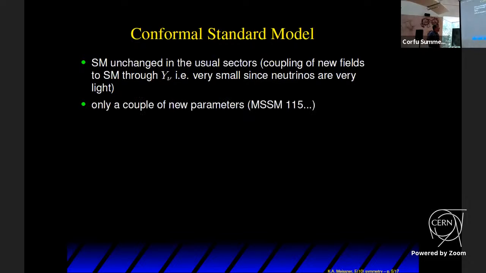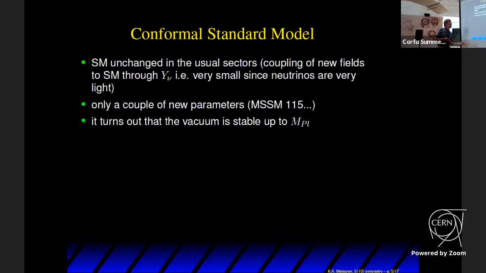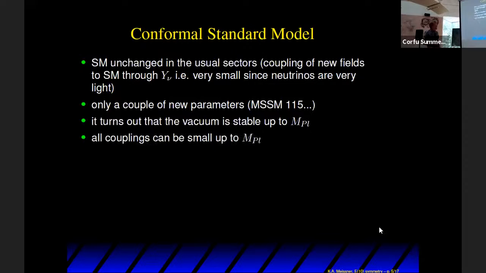That's what I already said: only a couple of new parameters. I recall that the minimal supersymmetric standard model had 115 new parameters. It turns out that the vacuum is stable. We checked that there is no going underwater, as usually happens for the standard model at about 10 to the 10 GeV. It goes up to the Planck scale above 0. All couplings can be small. If we start them small, they do not run.